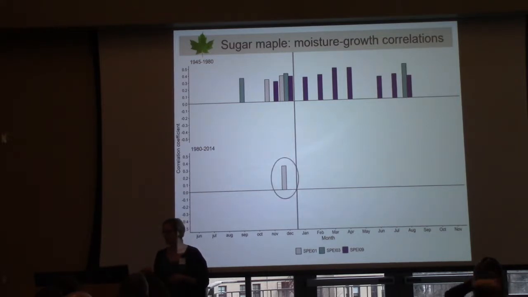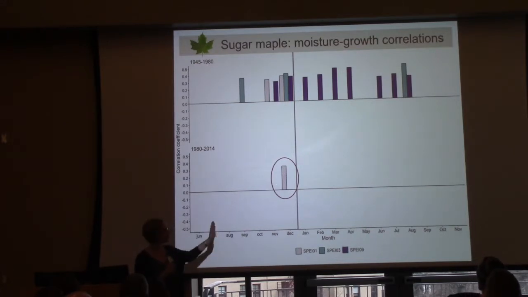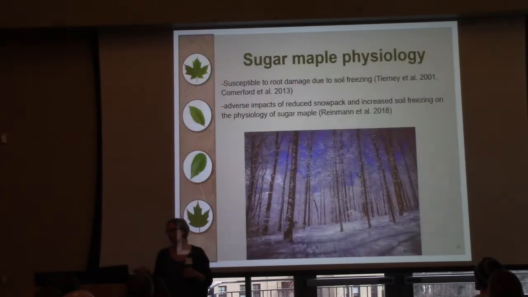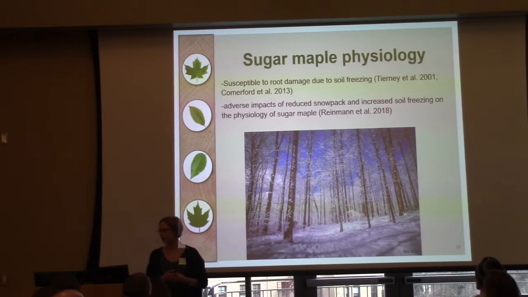What is notable in the second half of the chronology is there is one significant correlation, and that's with the previous year's December moisture. So if we are assuming that this moisture is in the form of snow, then this could point to the importance of that snow at the very beginning of the season, because as we know, snow acts as an insulator for fine roots. And there is much experimental evidence showing that soil freezing is detrimental to sugar maple roots. So our observations are in line with that experimental evidence.